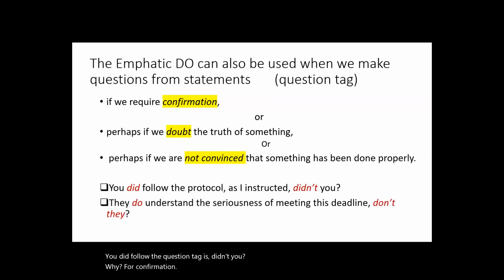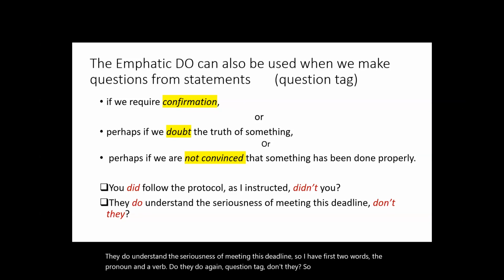Next, they do understand the seriousness of meeting this deadline. Don't they? Again, I'm doubting this, so I'm asking. They do understand the seriousness of meeting this deadline. So I have the first two words, the pronoun and the verb do. They do. Again, question tag, don't they? So I start with the negative don't, and then I just add the pronoun they.